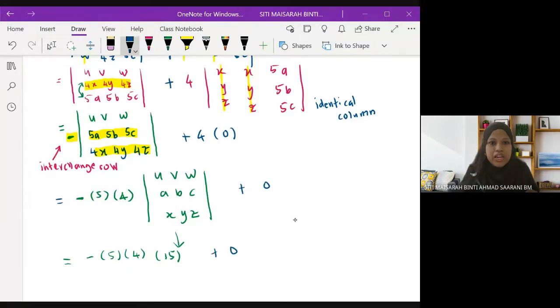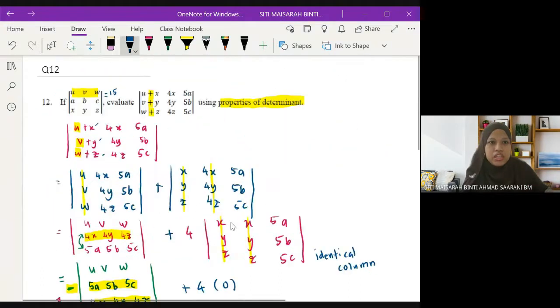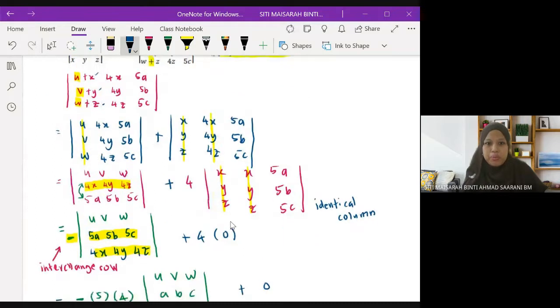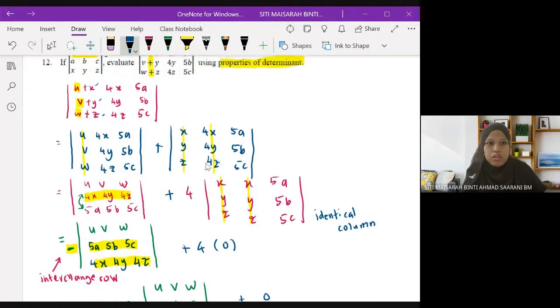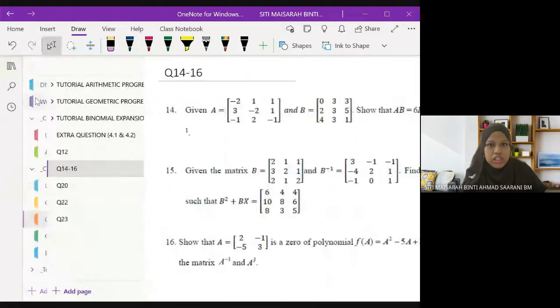So finally we get our determinant is negative 5, 4 multiplied by 4 multiplied by 15. So yang ni awak kira lah. Boleh? Ni negative 20 times 15 should be berapa? Negative 300. Okay. So this is for question 12. Kena guna dia punya properties. So awak kena buat satu persatu lah. Okay. And then we move to question 14.